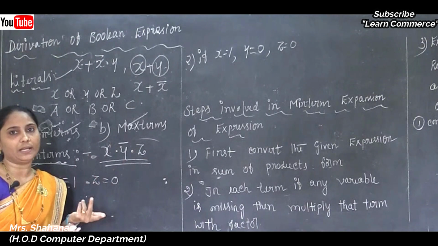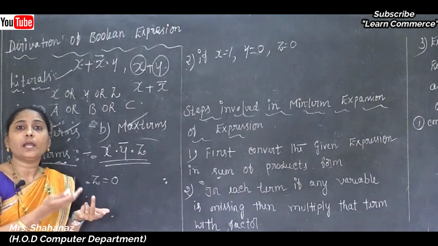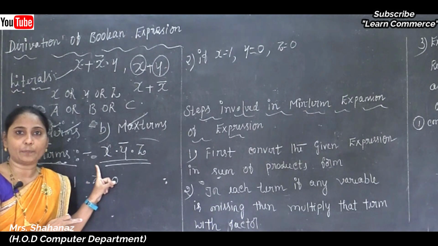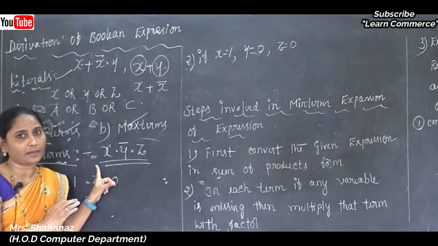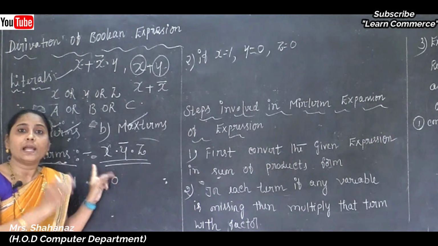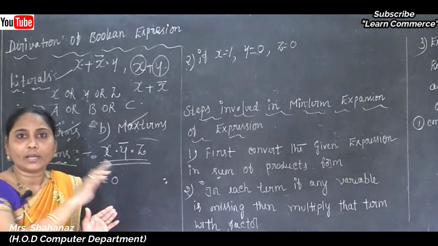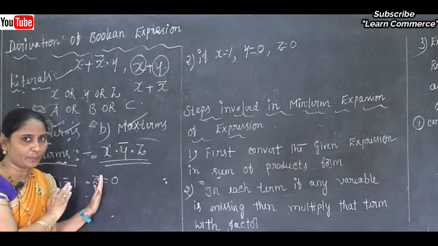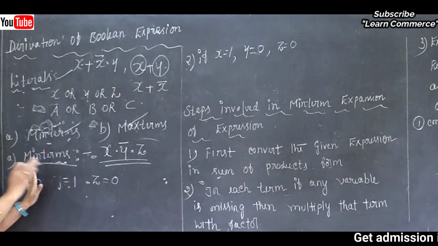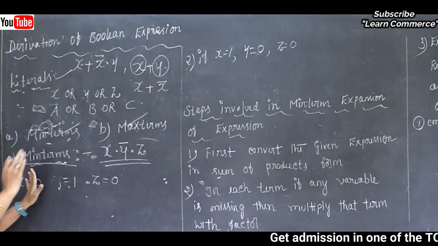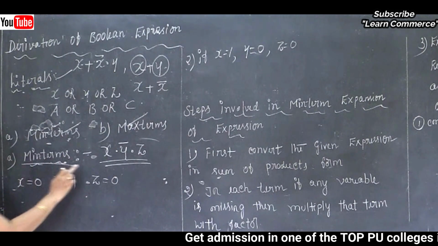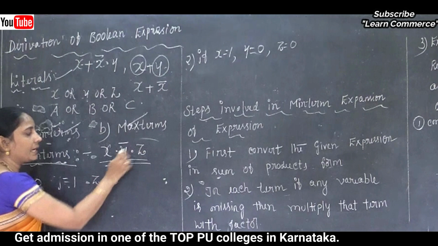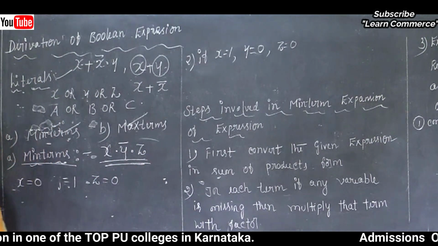What do you mean by a literal? Literal means a Boolean expression which consists of a single variable with or without the bar. That means a single variable or its complement is called a literal. Now what do you mean by a minterm? It is a product of all the literals with or without the bar. So one example, x and complement of y and z. This is an example for the minterms.